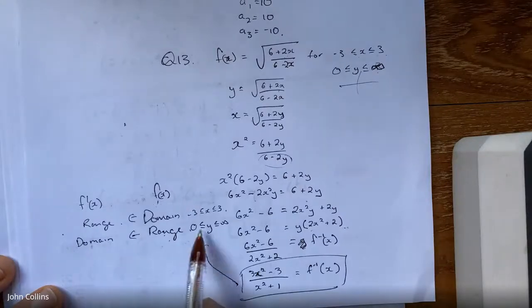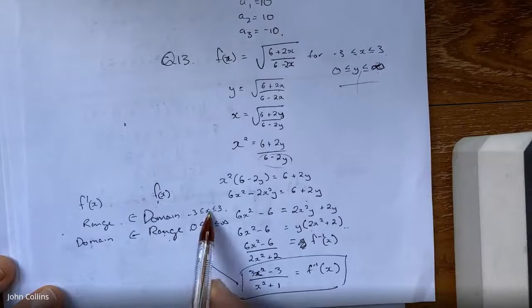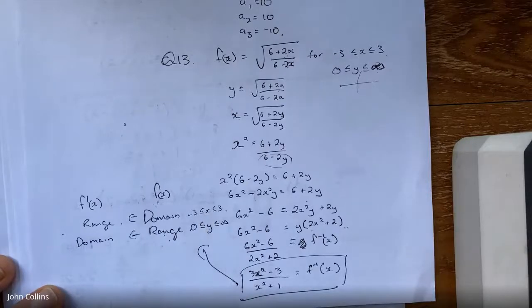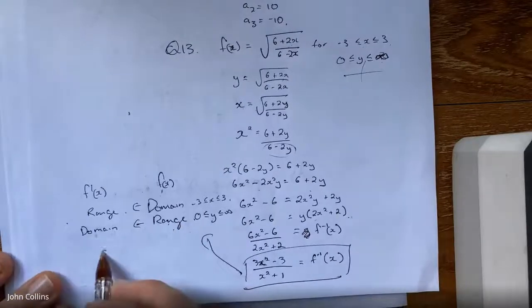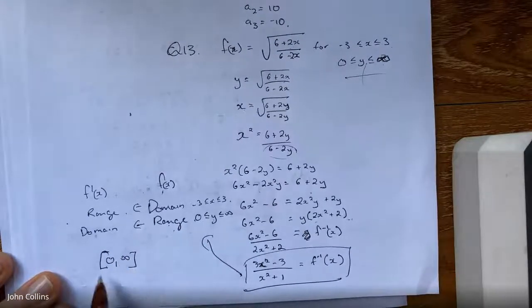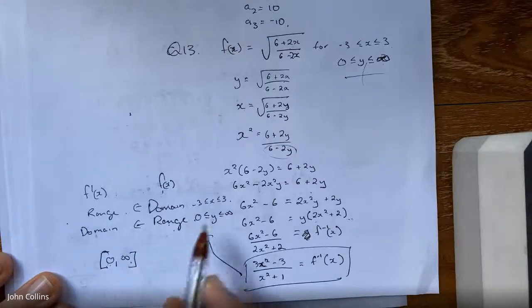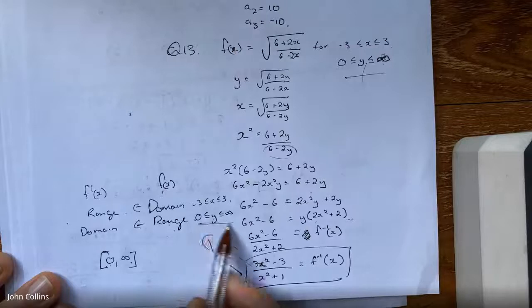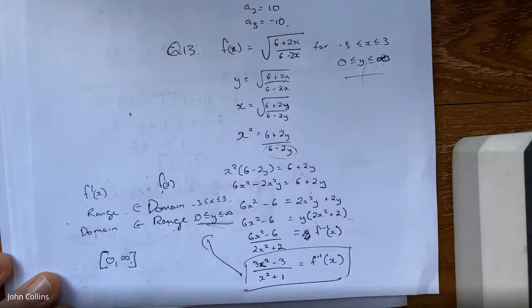Okay, so domain would be x here, and the range would be y here. Or you can see the way they have it written in the mark scheme, like this, which is another way of writing the same thing. So that means from 0 up to infinity, which is another way of writing it. I prefer this way because I think it's just a little bit clearer.